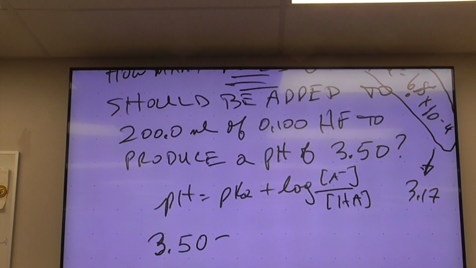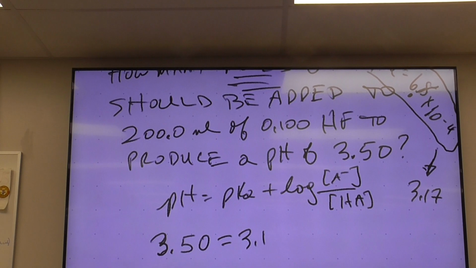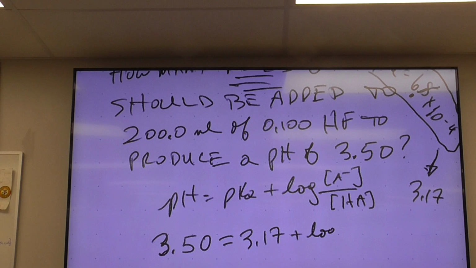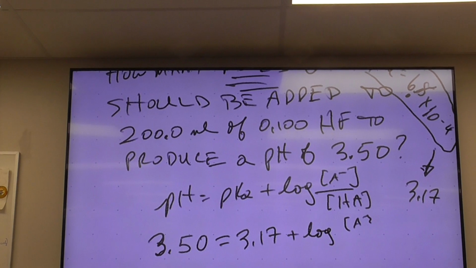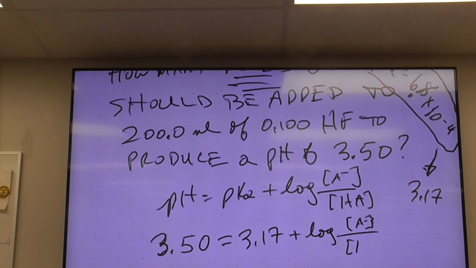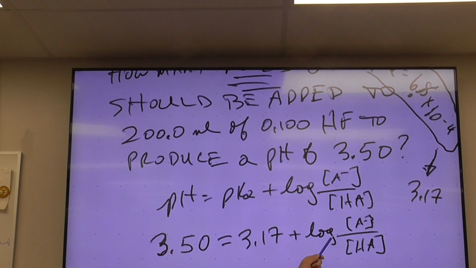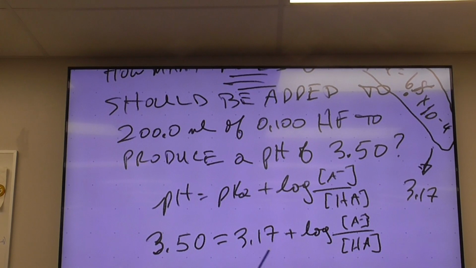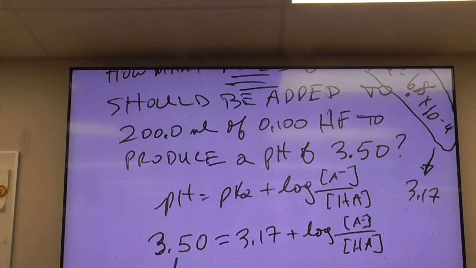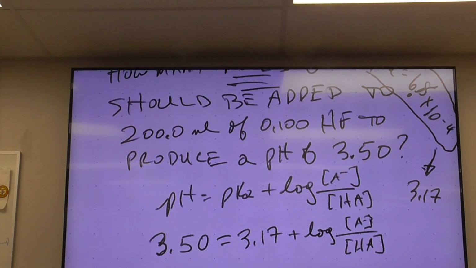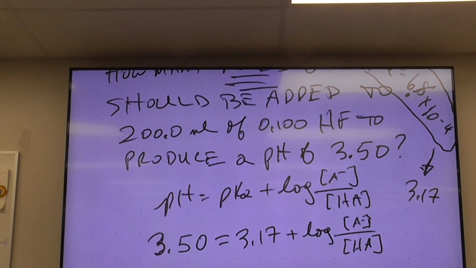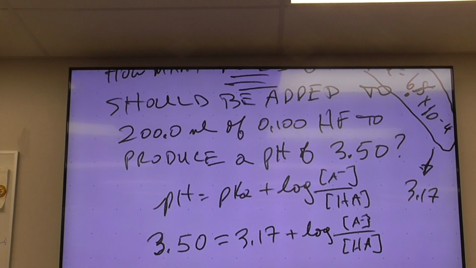do not do algebra, do not do anything. Which one has to be the bigger concentration, your anion or your acid? The anion, because I need to take the log of a number bigger than one, so that I can add that to 3.17 and get the pH. So right away, I know my anion concentration has to be bigger than the concentration of my acid.